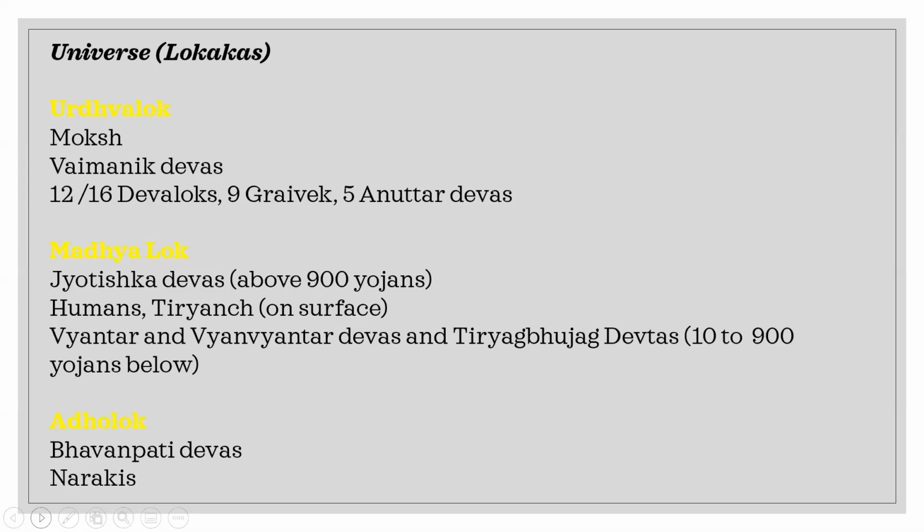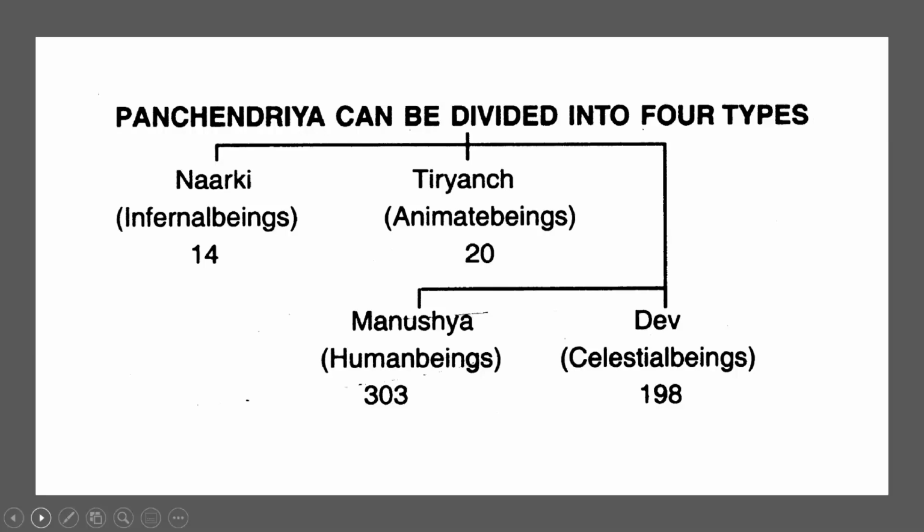And then we also saw the Adholok. In Adholok, we have got 7 Narkas, and we are going to talk about the details and the structure of the 7 Narkas in this class. And we saw that in the first Narka, that is Ratna Prabha Bhumi, you have got 25 different types of Bhavanpati Devtas. And out of that, 10 are Asur Kumars and 15 are Paramadhami Devtas.